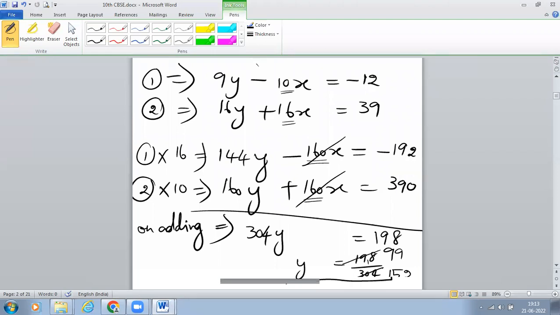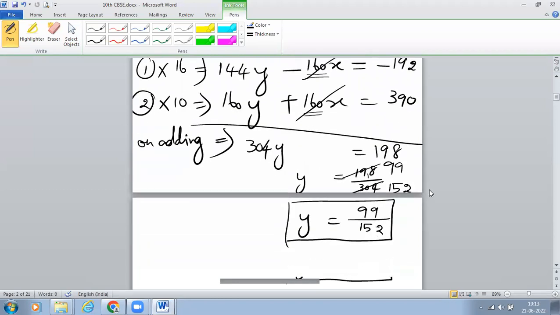Or else you can choose y to eliminate. If you want to eliminate variable y, you have to multiply equation number 1 by 16 and equation number 2 by 9, so that both equations will have the same numerical coefficient for y, but with the same sign. Then you should not add the two equations. You have to subtract. While subtracting, only these two y terms will get eliminated. Are you able to understand this? Yes, sir. Okay, so that's the thing.